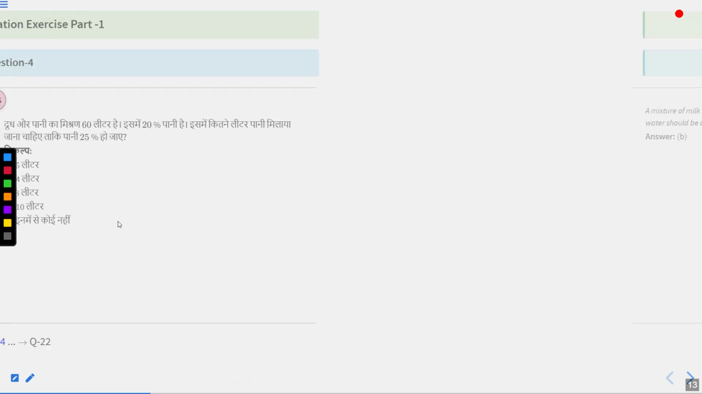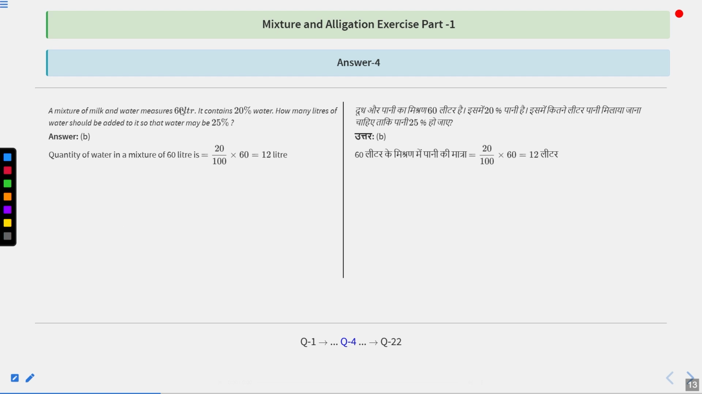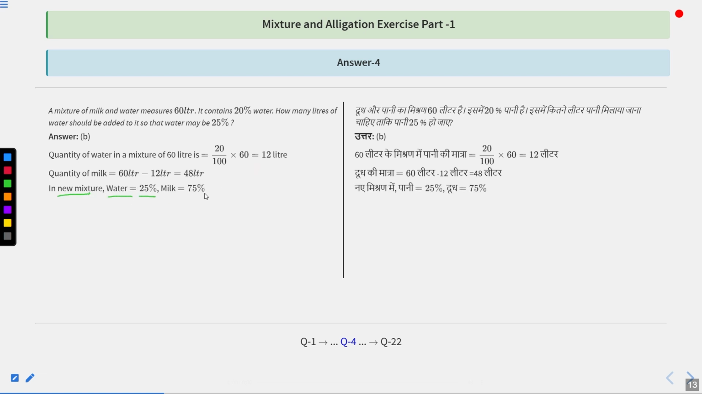Now time's up. Let's see the solution. The question says there are 60 liters of mixture in which 20% is water. We can easily calculate 20% of 60, which is 12 liters. Clear? So the quantity of milk will be 60 minus 12, which is 48 liters. Now the question says that in the new mixture, water is 25%, so milk will be 75%.